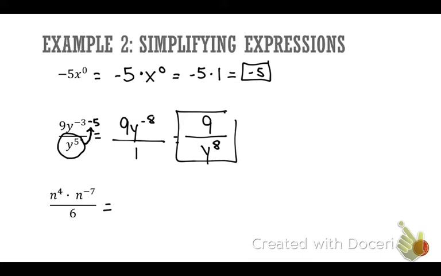Okay, so what is 4 plus negative 7? Negative 3. N to the negative 3rd power over 6, okay? Now, we know we can't have a negative exponent, right? So what needs to happen to my n? I need to move it where? To the bottom. Does 6 have a negative exponent? No. No. So it stays where it is.